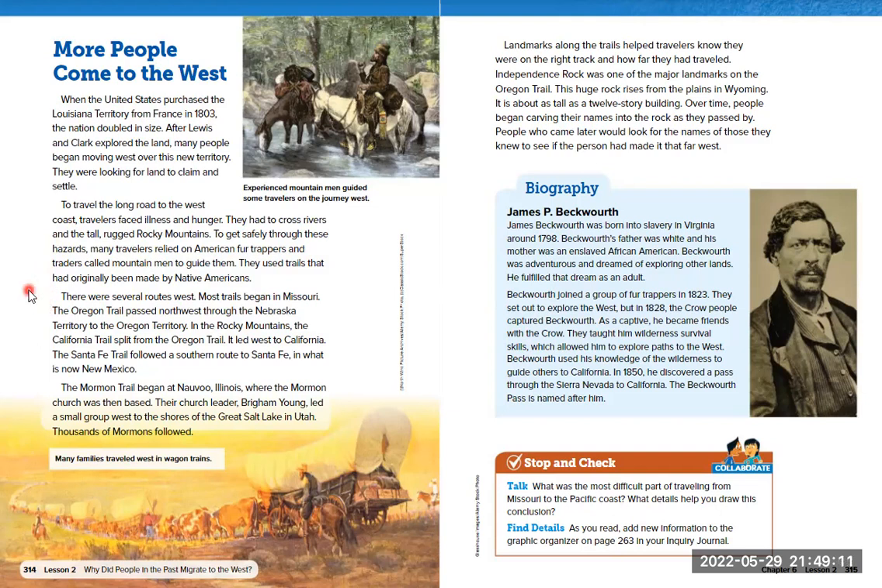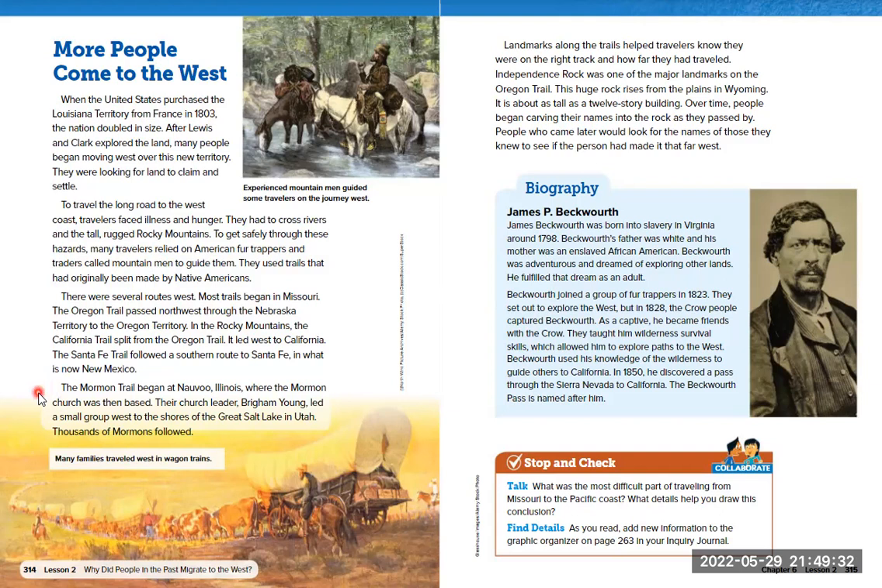Most trails began in Missouri. The Oregon Trail passed northwest through the Nebraska Territory to the Oregon Territory. In the Rocky Mountains, the California Trail split from the Oregon Trail. It led west to California. The Santa Fe Trail followed a southern route to Santa Fe in what is now New Mexico.